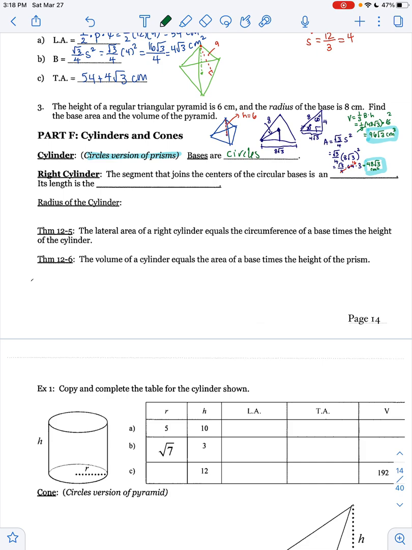And so when I picture a cylinder, I picture a container of Quaker oatmeal. A right cylinder is similar to a right prism. The segment that joins the centers of the circular bases is an altitude. So I'll write it just below here because of the space. Its length is the height of the cylinder, which we'll abbreviate as h. The radius of the cylinder is the same as the radius of the base.